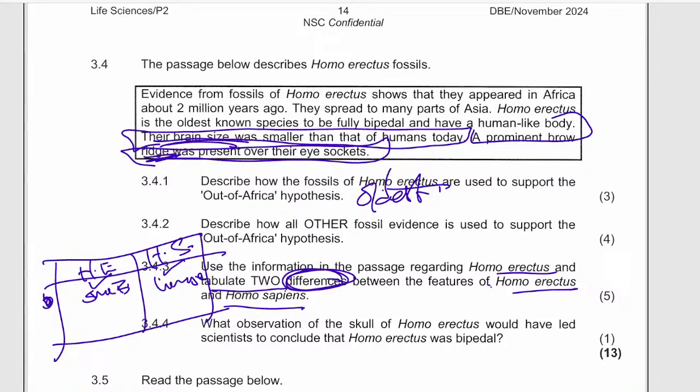I think if you said cranium, maybe larger cranium for humans and then smaller cranium for Homo erectus, that could also be true.